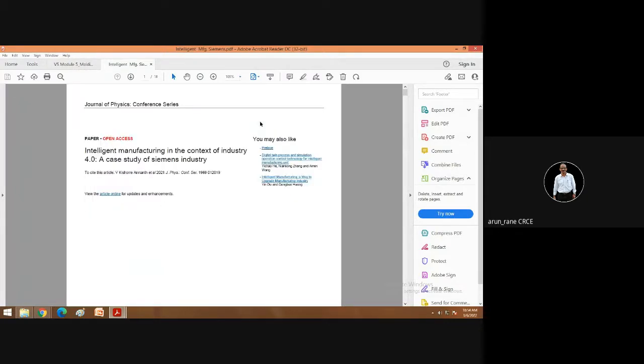Referred means what? He has read each and every line, understood that paper, each and every word, and then he has commented and taken a few lines or few paras, not as it is, in order to support his research.